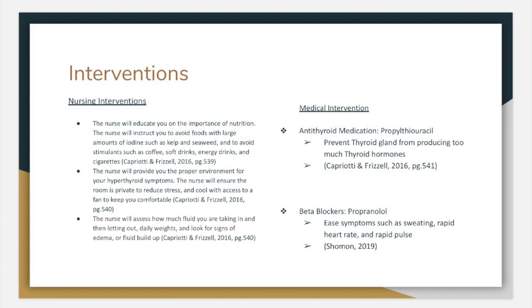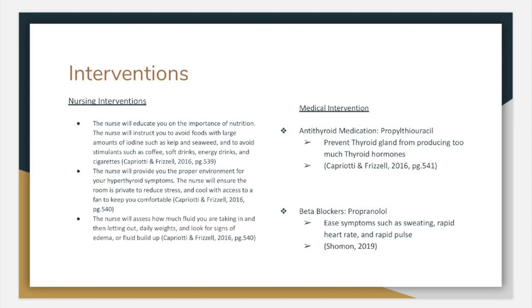A medical intervention that's commonly used for hyperthyroidism is to be prescribed a medication. One medication that will be prescribed is an antithyroid medication. Antithyroid medications work over time by preventing your thyroid gland from producing excess amounts of the thyroid hormones.